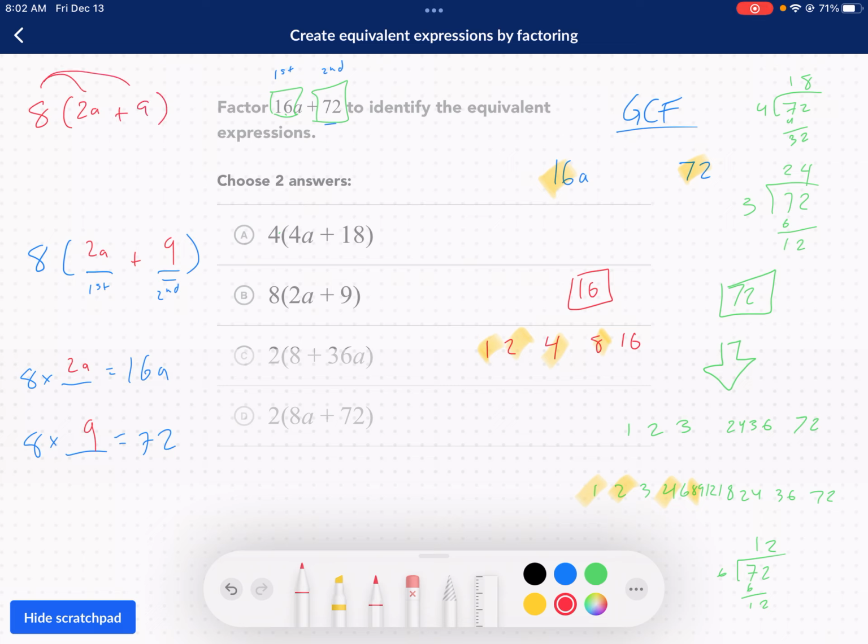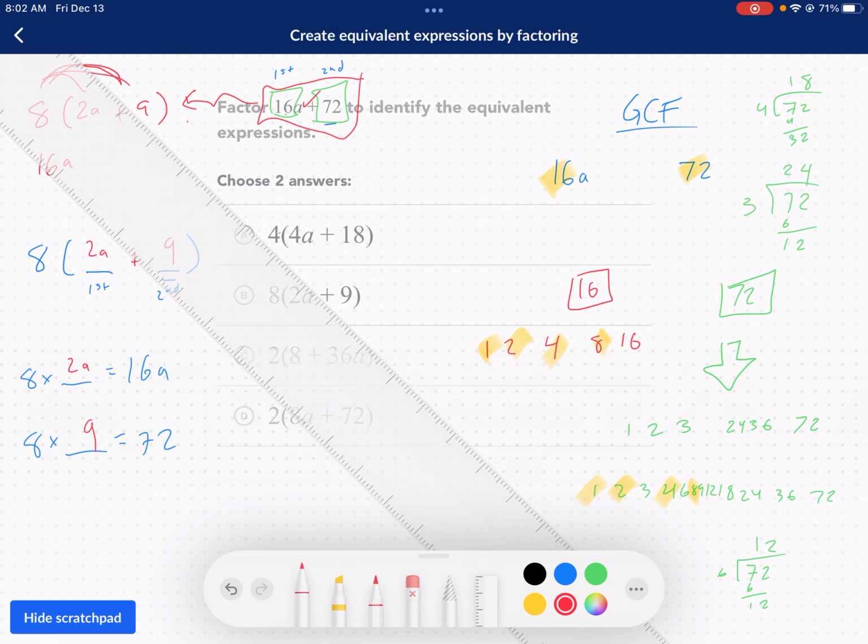And distributive property and factoring are inverses of each other. So really what we're doing here is this is the result of distributing. I'm going to go backwards, and that's called factoring. So I have 8 times 2a, that gives me 16a, check. 8 times 9 for my next rainbow. Oops, I don't know why a ruler just appeared.